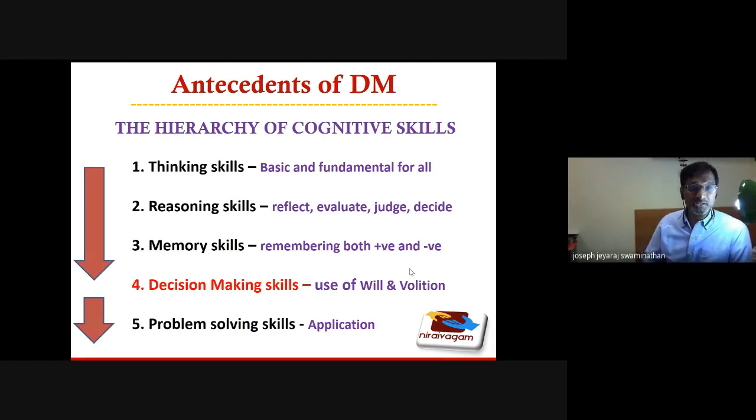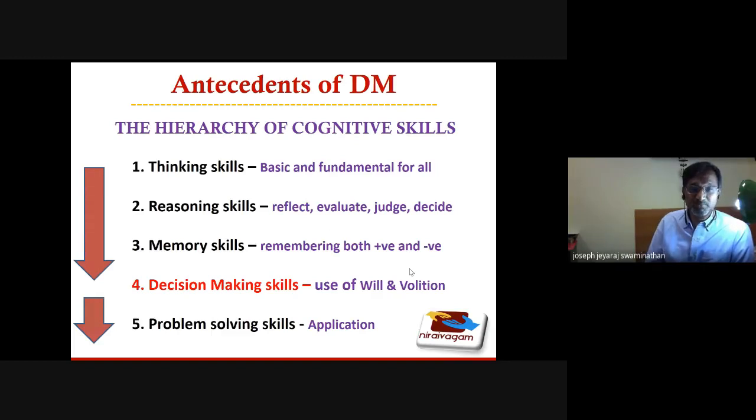And the fourth skill is decision-making skills, which is what we are doing today. And if you see, it's almost exactly at the center of this cognitive skills program. We are using the will and we're using our volition to make decisions, which is a very important thing. It's not just intellect alone. It's not just your heart alone. It's also your will, your volition, your conscience, your soul, all that is involved in decision-making skills.